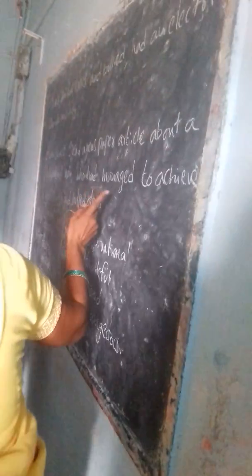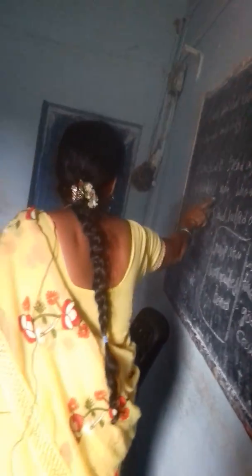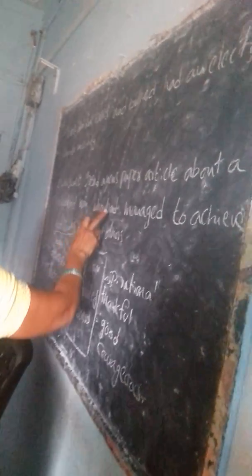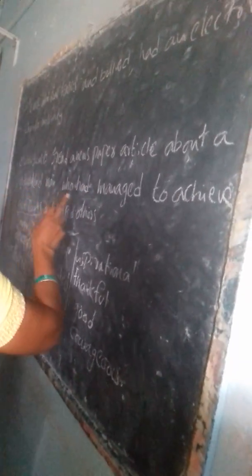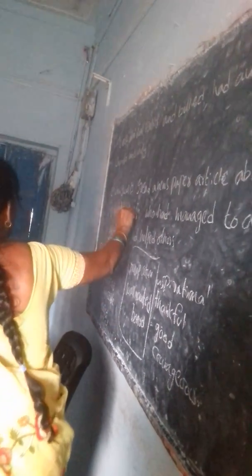So here there is a clause to define him: who had managed to achieve great things and help others. So this disabled man achieved a lot in his life and he helped others also. Here this subordinate clause starts from who had. This adjective clause is defining this man.